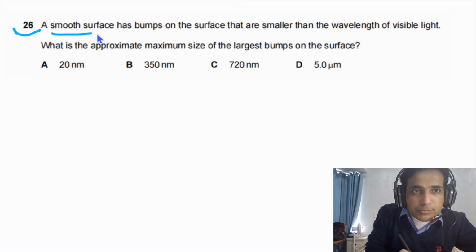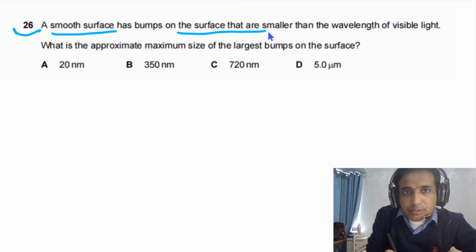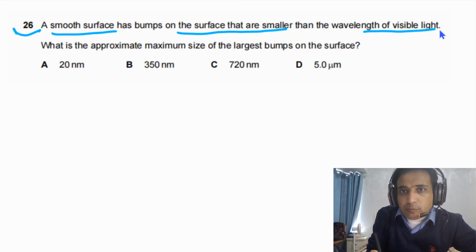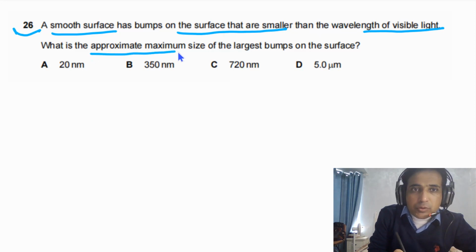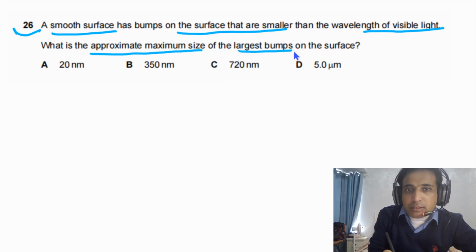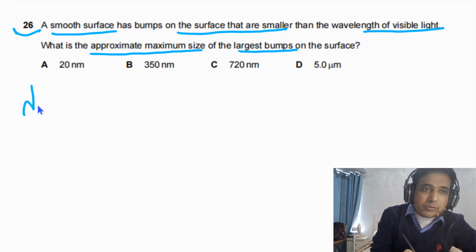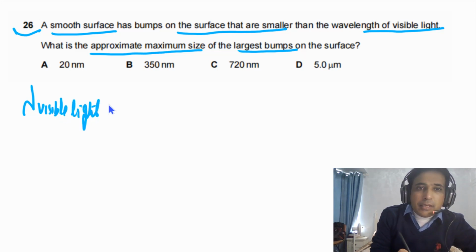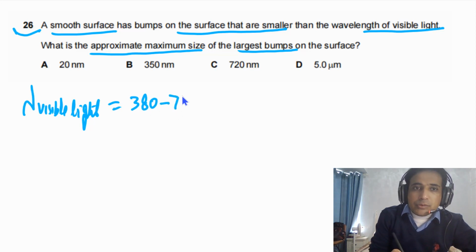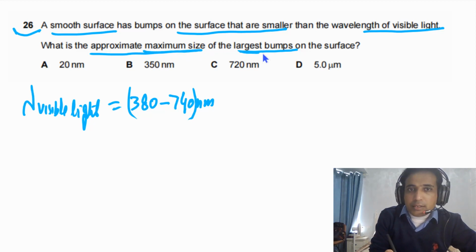Question 26 says a smooth surface has bumps on the surface that are smaller than the wavelength of visible light. What is the approximate maximum size of the largest bumps on the surface? For this question, first of all, we need to understand the wavelength of visible light. Lambda for visible light is from 380 nanometers to 740 nanometers. So simply you need to remember this range. Now we need to find the maximum size of the largest bumps.